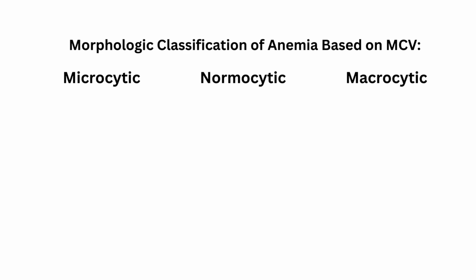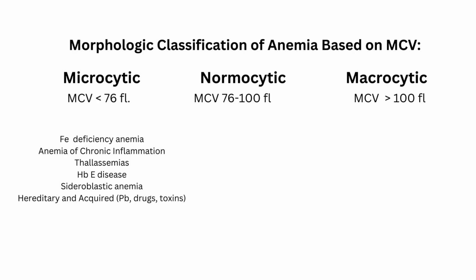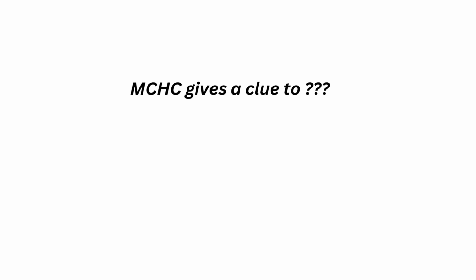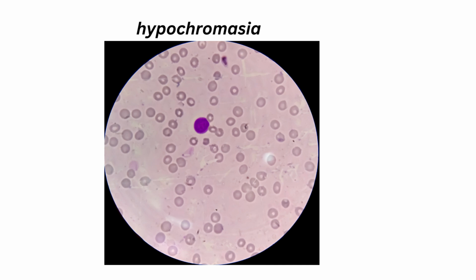One easy way to classify anemia is based on the MCV. A low MCHC will lead one to look for hypochromasia, where the central pallor is greater than one-third of the red blood cell. This is consistent with moderate to severe chronic anemias.